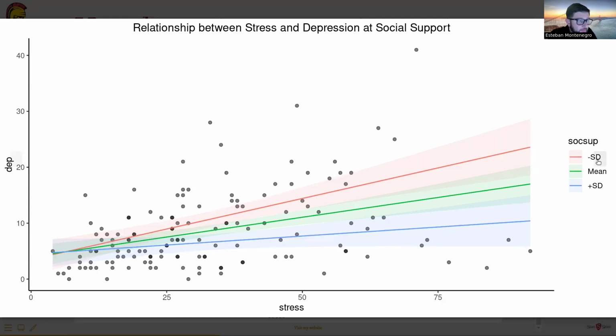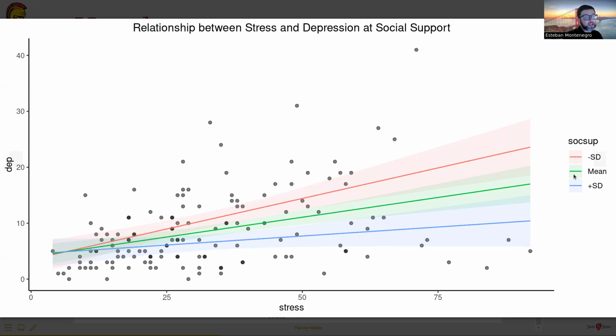As you can see here, oh, I wonder what's this. Okay, as you can see here, when people have a low score, and that is this red line, when people have a low score in social support, that means that they don't have a very good social support network, right? When they don't have that, the relationship with stress and depression is steeper. Look at that, and positive, right?